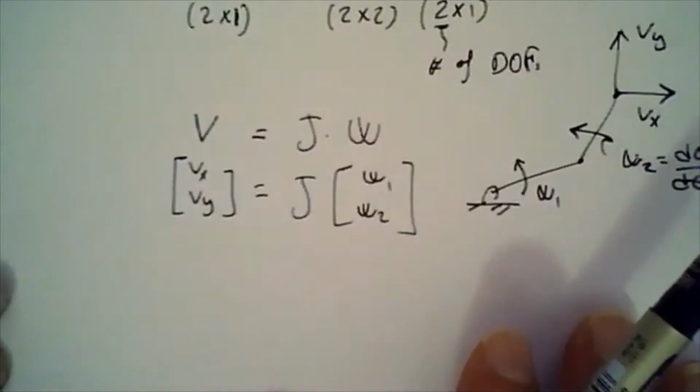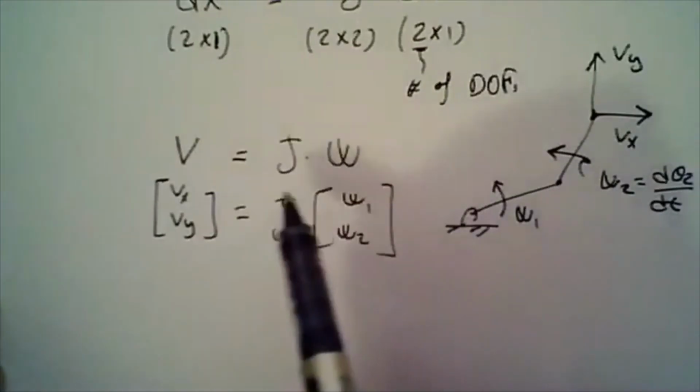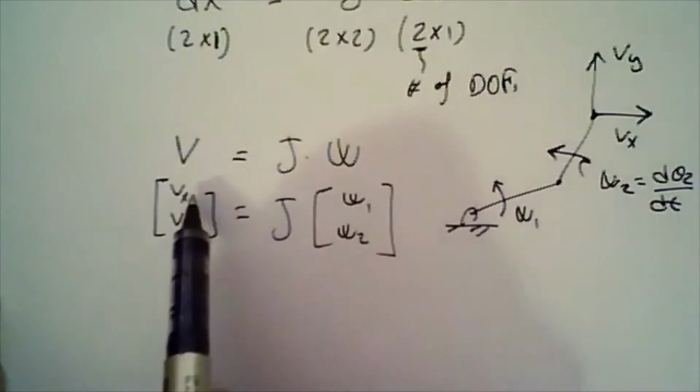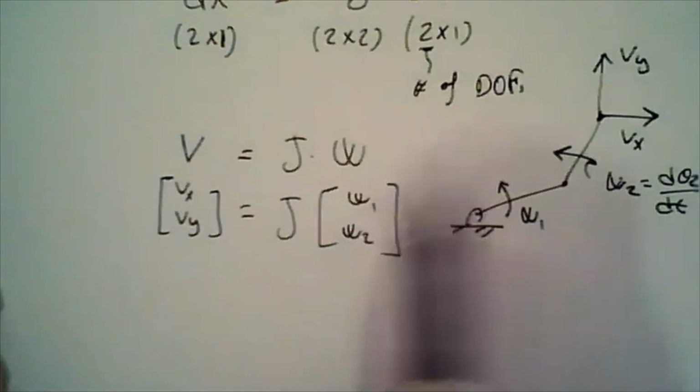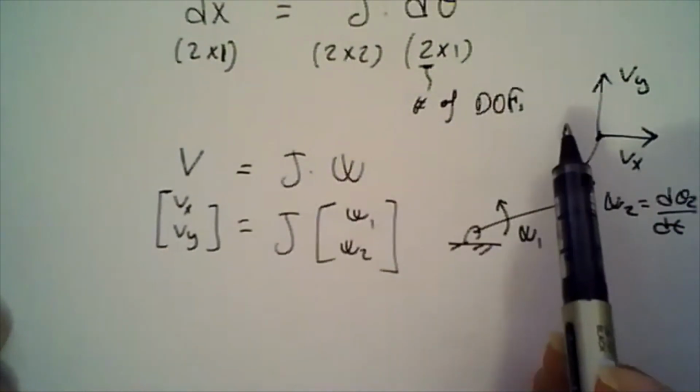So there's one more relationship that I want to tell you guys: the Jacobian not only relates the Cartesian velocity of the end effector with the angular velocities of the joints, but it actually also relates the torques and the forces.